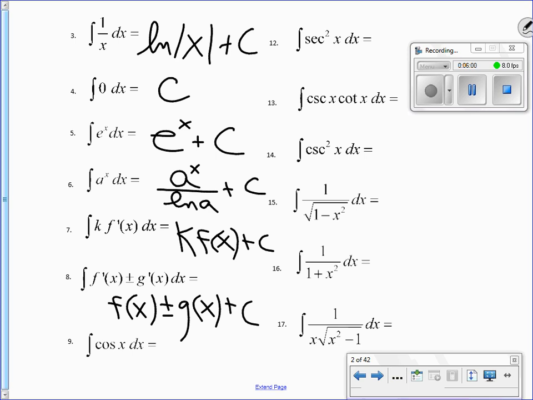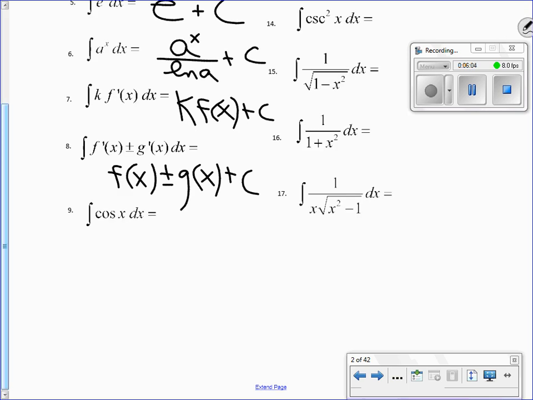Okay. Number 9, the antiderivative of cosine x. Brilliant. Sine x plus c. Not so bad, right?